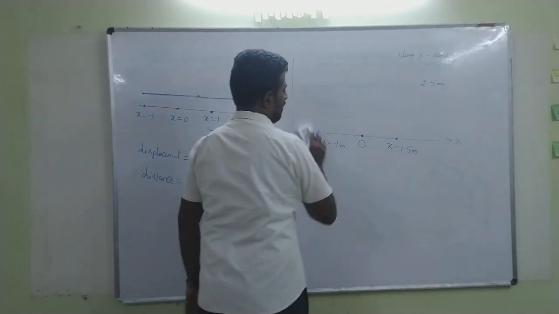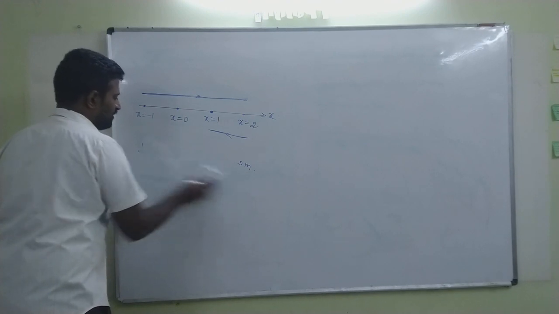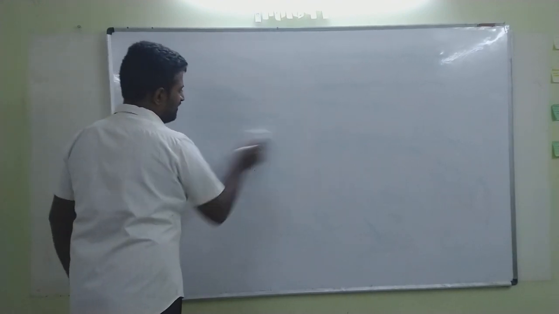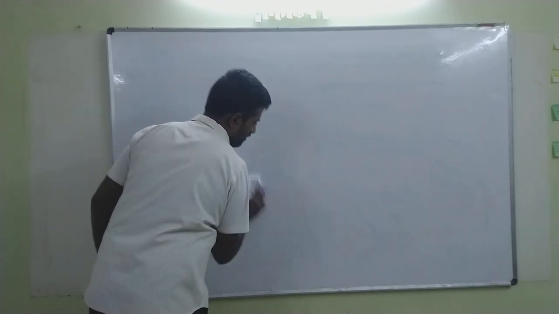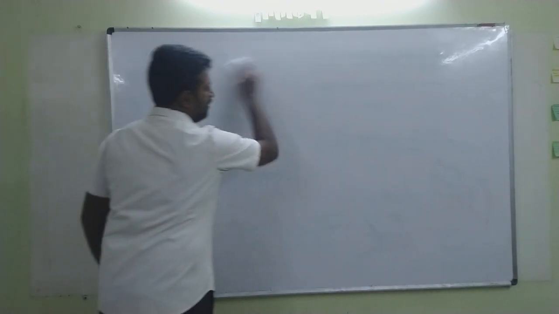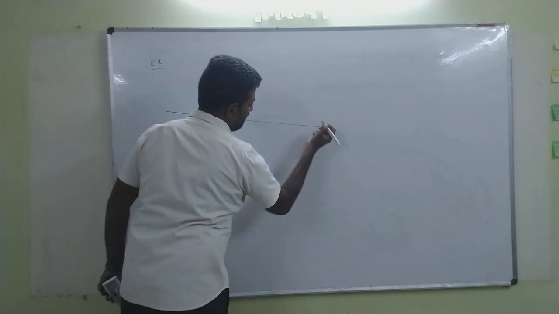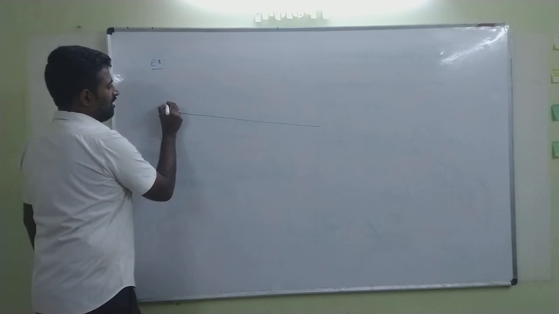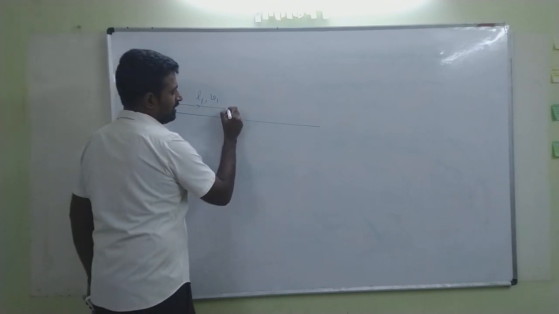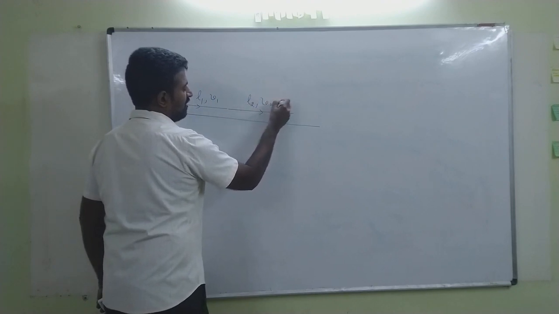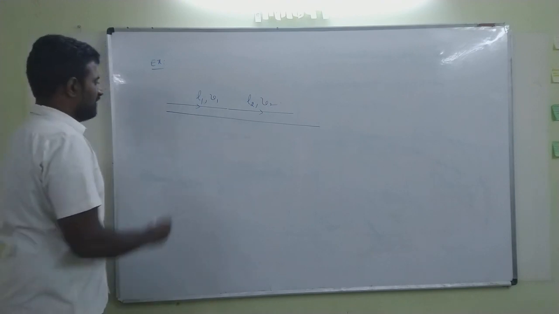Now, I will try to give you some examples which are related to the average velocity and the average speed. Let us suppose, as an example, a body is traveling along one dimension. It has traveled a length L1 with velocity V1, and then the next length L2 with velocity V2. The question is to find out the average velocity.